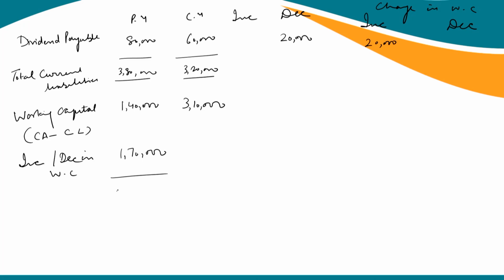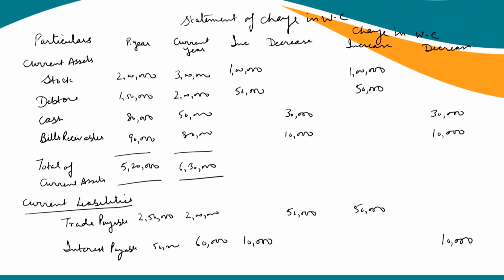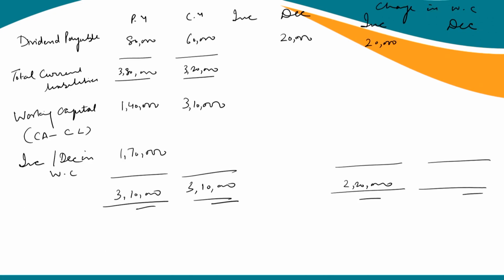So we can make a total of previous year and current year equal to each other. Now going to the increase and decrease column, which is related to the working capital, we may note that the total of increase in working capital is coming to 2,20,000 and the total decrease in working capital is just 50,000 rupees. 30 plus 10 plus 10, 50,000.